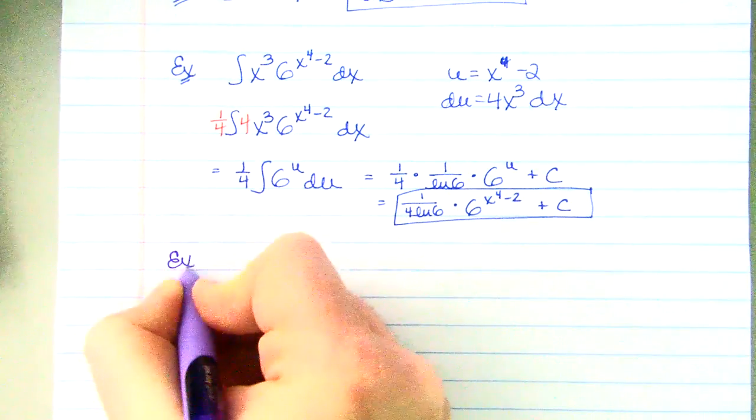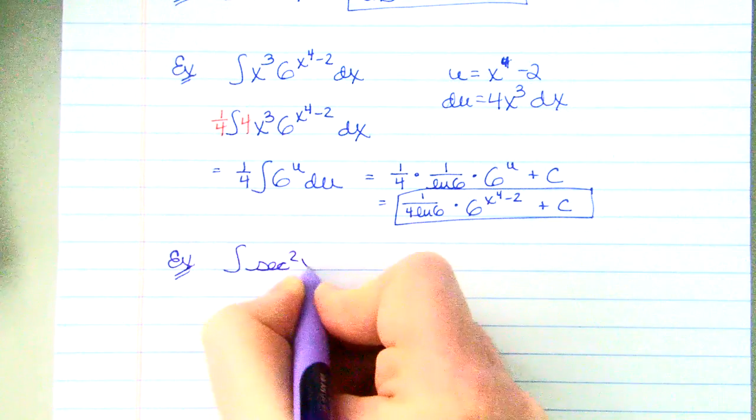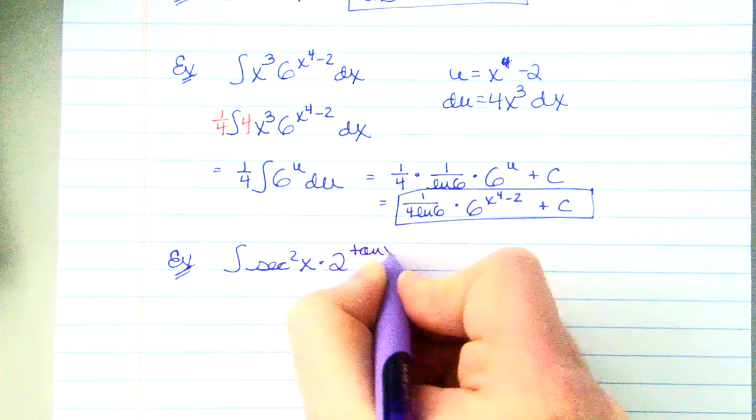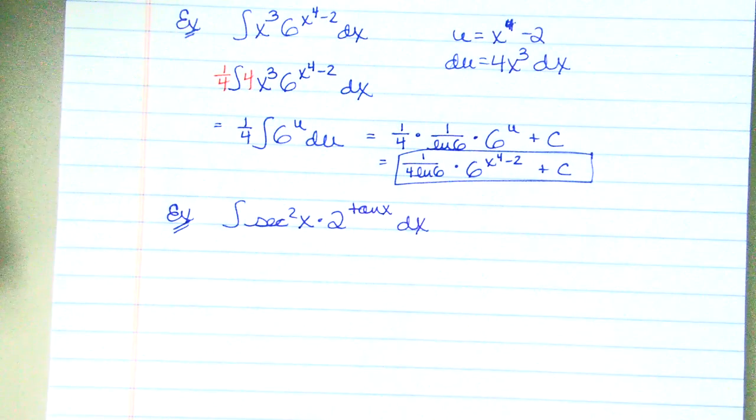One more integral. Let's do the integral of the secant squared of x times 2 to the tangent of x dx. And I think I'm just going to leave you to try this one on your own. Secant squared of x times 2 tan x dx. And if you are starting to do some complicated product rule or something, stop. Don't do that.